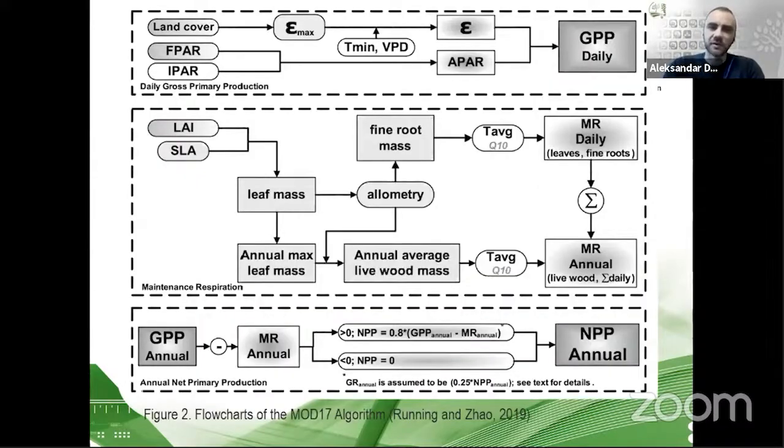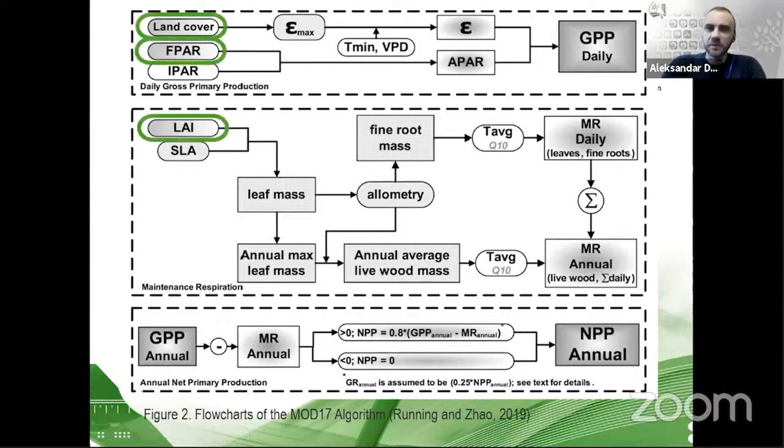This is the algorithm of the model, which consists of two parts. First is calculating gross primary production on a daily level. Second is the calculation of respiration loss. In the end, we have gross primary production minus respiration, and we get annual net primary production.